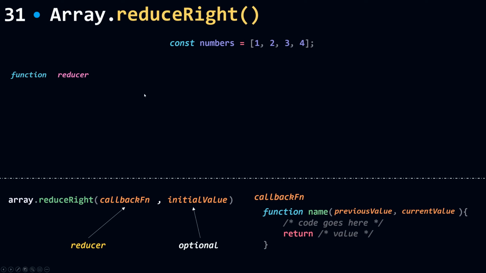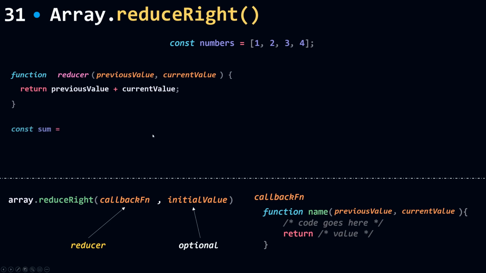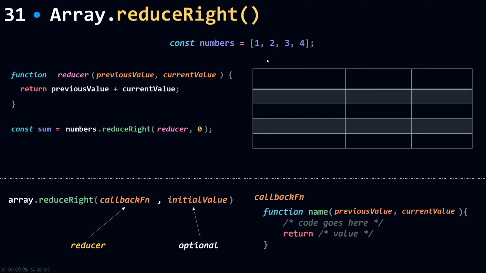Now let's do the same example we did with the reduce method. So I'm going to define a reducer here. We're going to calculate the sum of these numbers again. So I'm going to assign numbers.reduceRight, passing in reducer, then the initial value 0, to a constant called sum. And then for the iterations here, on the first call, the previous value will now be the initial value because I have passed an initial value.